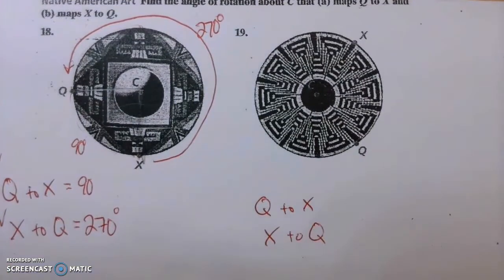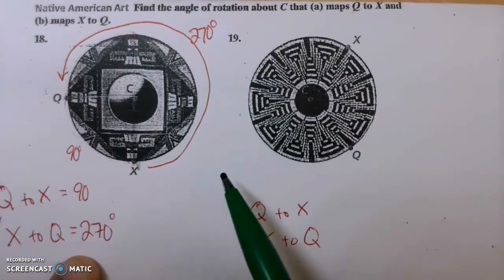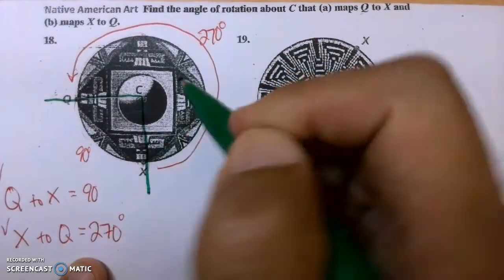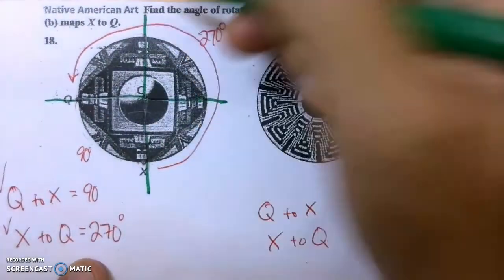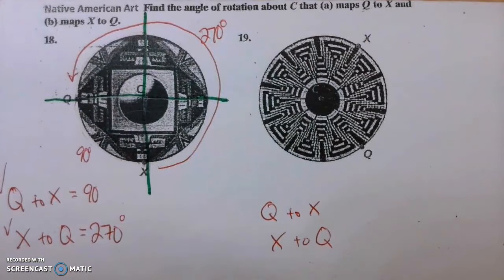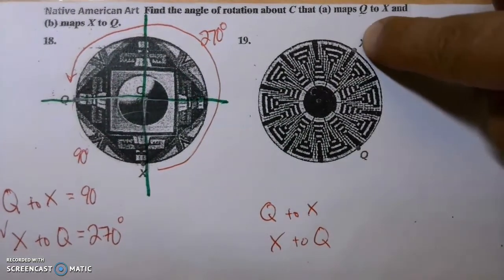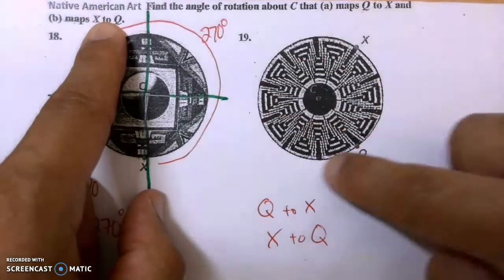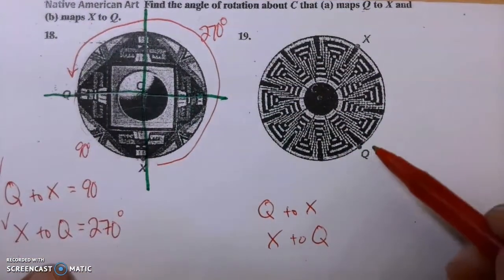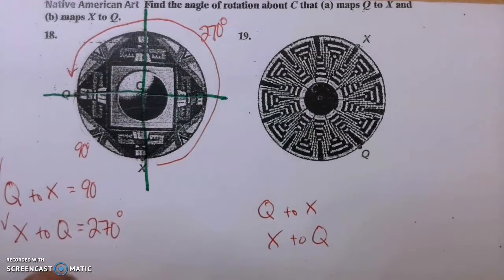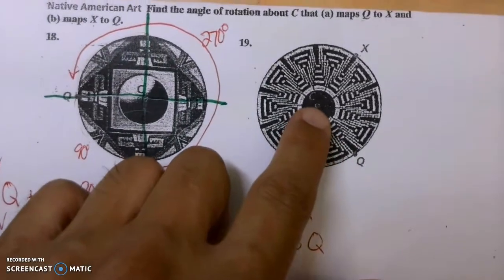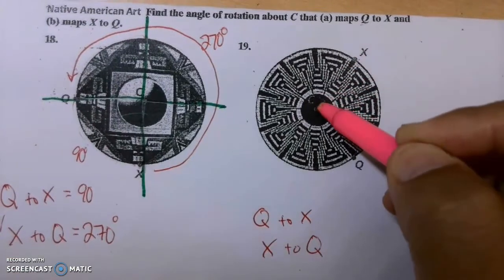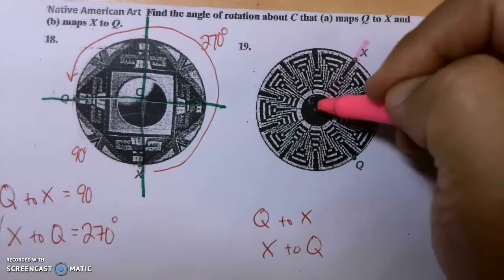Okay, we're going to do number 19, similar to number 18. 18 was a little bit easier because it was kind of obvious 90 degrees, because this thing is broken down into 90, 90, 90s. But for Q to X as part A, and then X to Q for part B, it's kind of harder to tell how many degrees it is. So what we want to do is really study this picture here. And there's kind of these little staircases leading out from the center to X. I'm going to highlight them in pink.